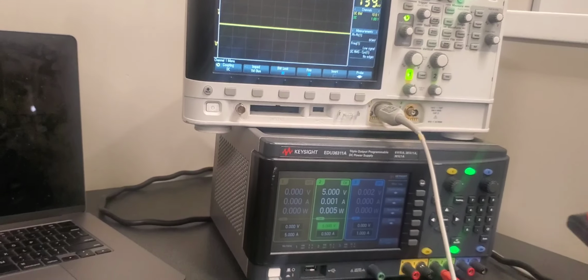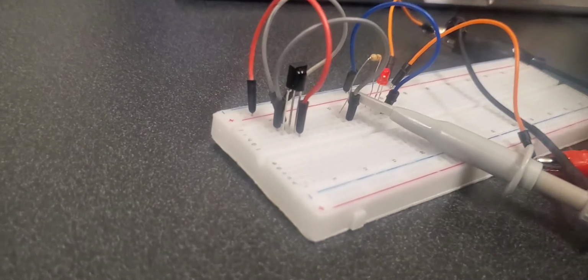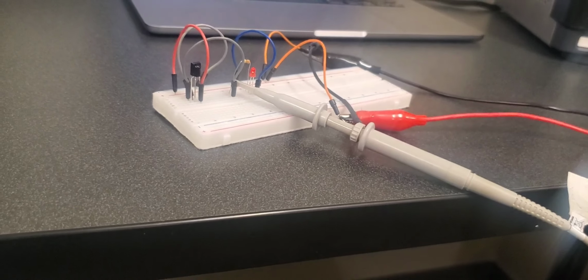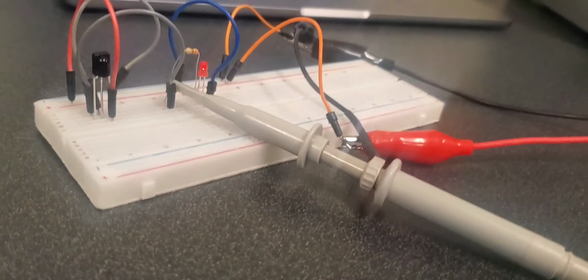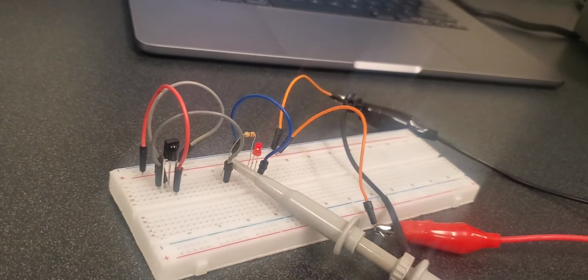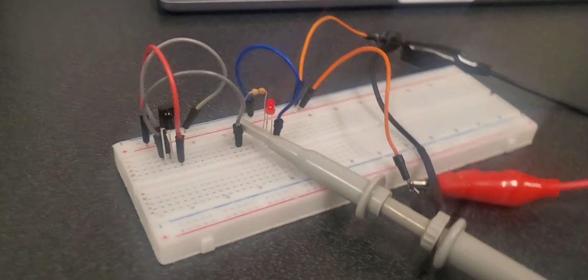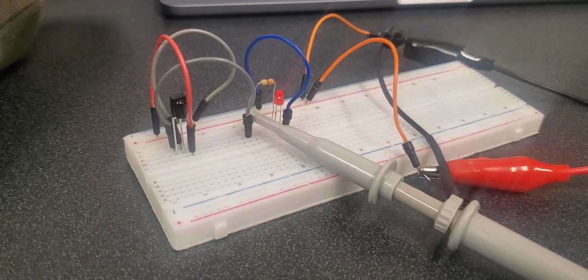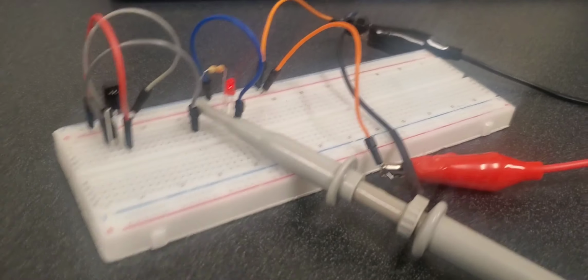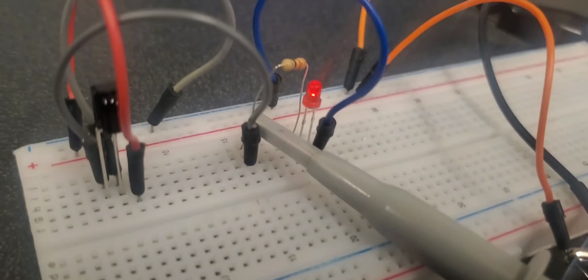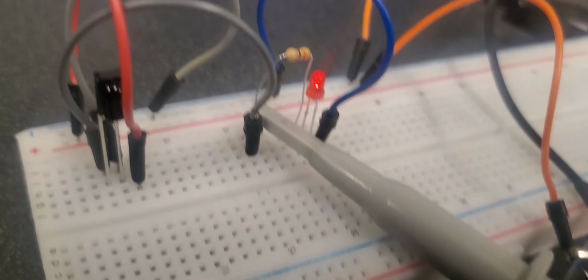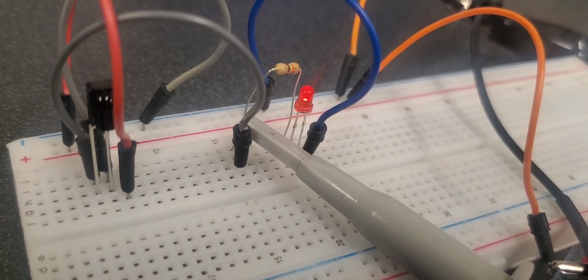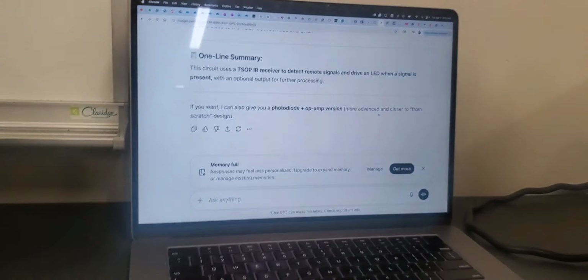So in terms of detection, AI was successful, but in terms of indication, it could improve. That's why a transistor would have been a good component to produce a better indication, as well as a buzzer with it. So yeah, nice.